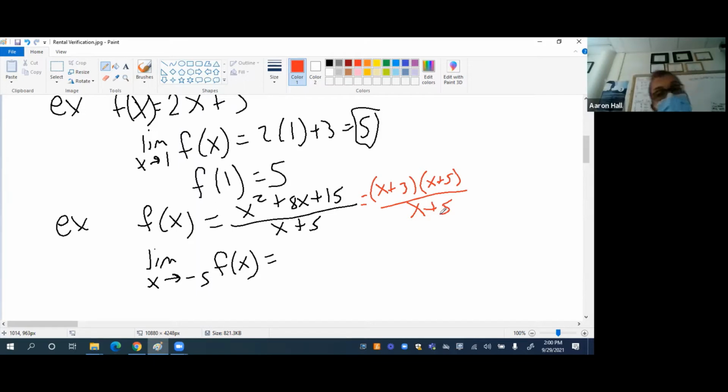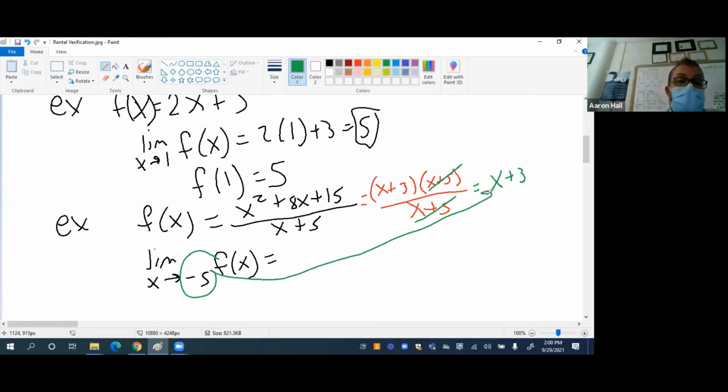So what do I do? Yeah, we just cancel this out and I'm just left with x plus 3. And now there's no violation to plug this in, right? So what's the limit as x approaches -5? It's -2. So does that sound right to you?